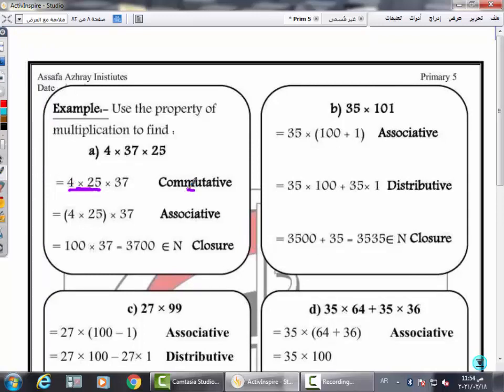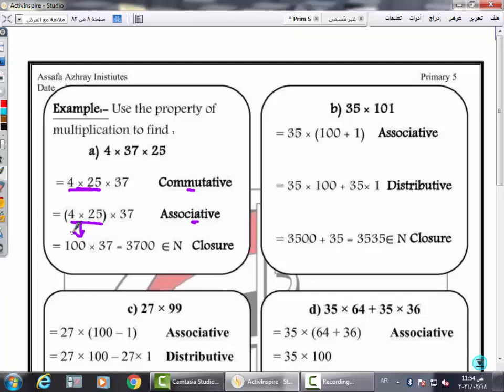But we will take the first with the second and multiply them: 4 by 25 between brackets times 37. This is called associative. Get the result. 4 by 25 equals 100. 100 by 37 equals 3,700.